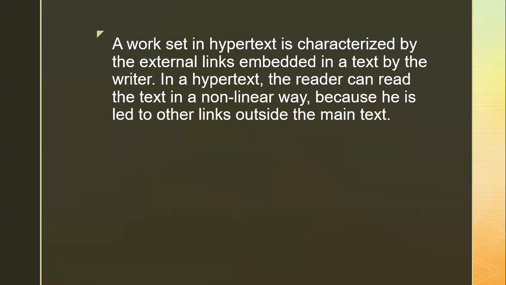Next is hypertext. Hypertext is characterized by the external links embedded in a text by the writer. In hypertext, the reader can read the text in a nonlinear way because he is led to other links outside the main text. So, hypertext is usually in a digital platform. We will be able to look at other details or extended information about the topic in the text that you're reading when you click the link.